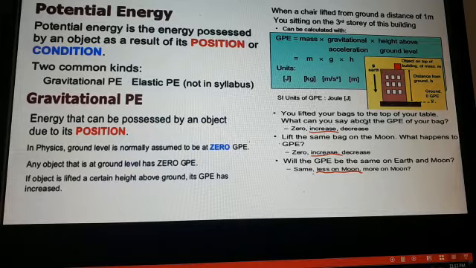You lifted your bag to the top of your table. What can you say about the GPE of your bag? It increases. If you lift the same bag on the moon, what happens to GPE? Same, it increases. Will GPE be the same on the earth and the moon? It is less. But remember, the unit is also joule, and this is about gravitational potential energy.